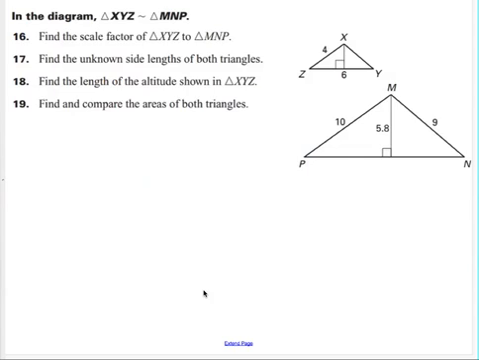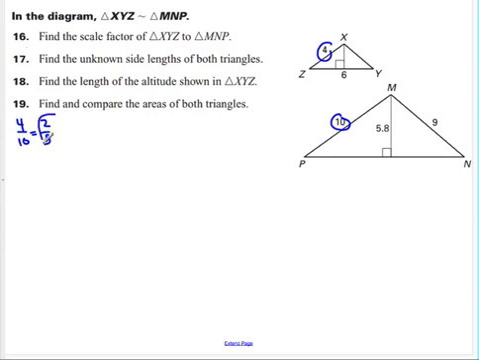Okay, moving right along. In the diagram, the triangles with x, y, z, and m, and the triangle with M and P are similar. The first thing we want to do is find the scale factor. If we look, we can only really compare these two sides here, the 4 and the 10. So the scale factor will be 4 over 10. When we simplify that, both are divisible by 2, so our scale factor is 2/5.